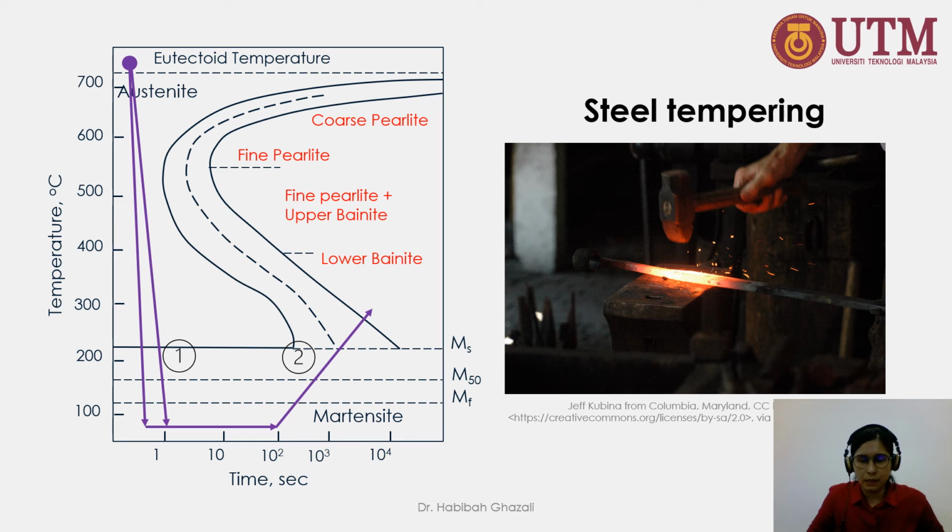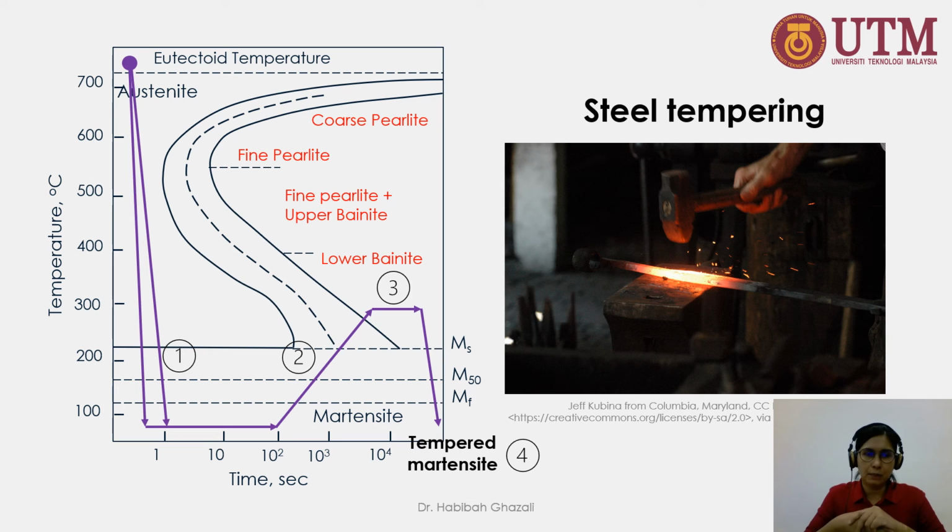So they will hold that temperature for a certain period of time. So this is isothermal transformation. This will allow the carbon inside the BCT crystal structure to diffuse out. So we actually soften the martensite in this process of tempering. And after that, they will allow it to cool to room temperature, and the final microstructure that will be obtained is what they call tempered martensite.